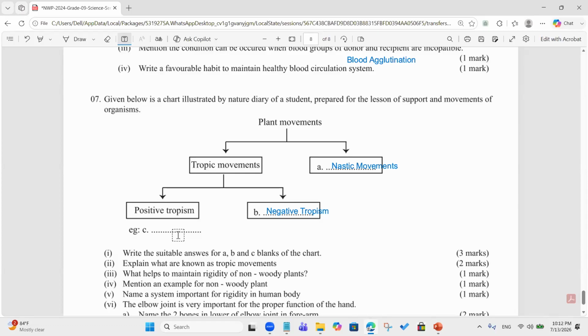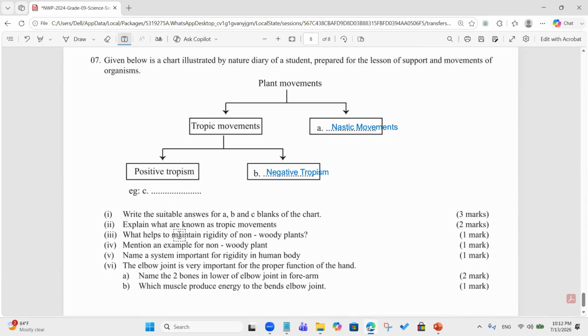So, okay, they are not asking us to complete, but we'll see the questions. Write the suitable answer for A, B, C. Now we filled A and B. What is C? Can you tell me one example for a positive tropic movement? It should be a positive and tropic. Positive tropic movement. What is that, Lamai?